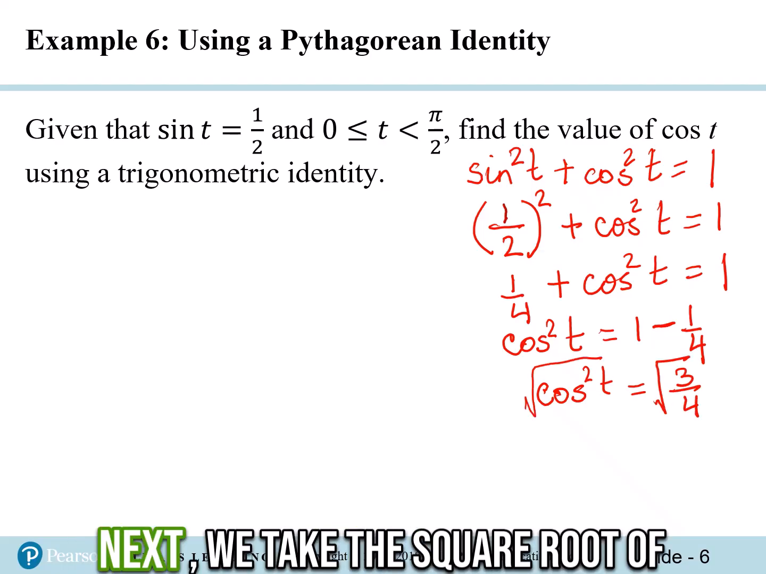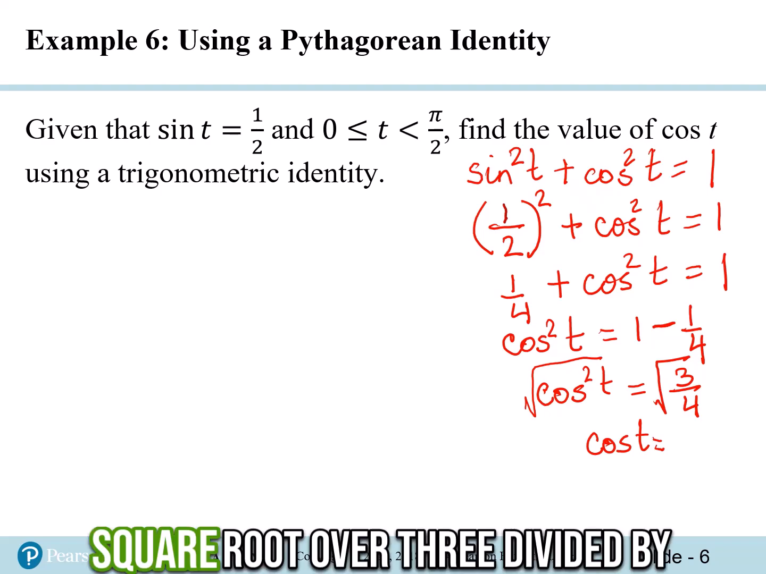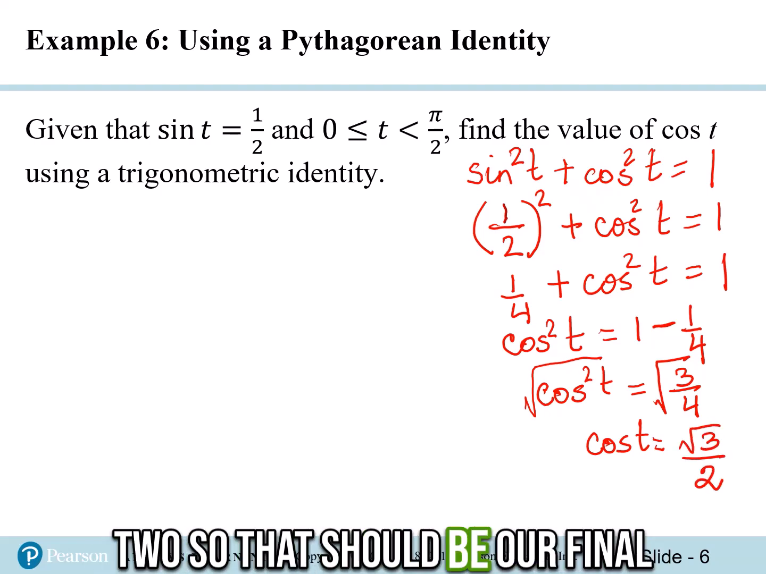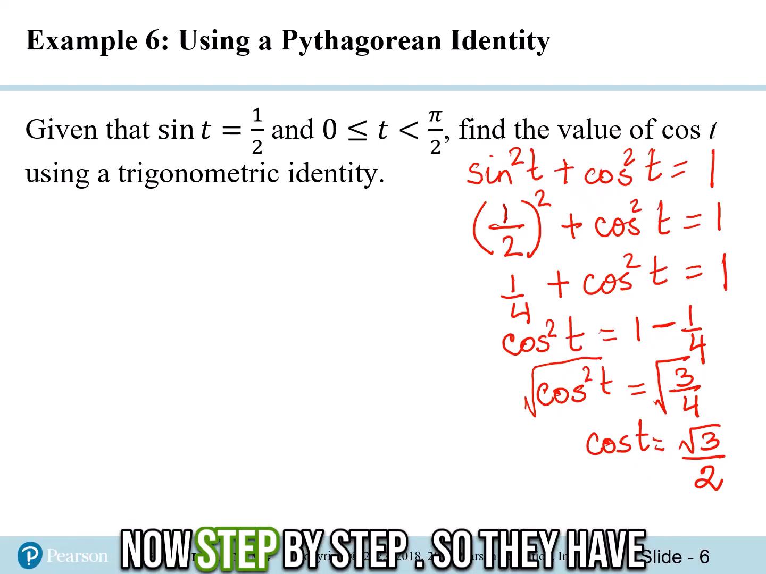And now we have to do the subtraction, so we have cos squared t equals 1 minus 1/4, which is 3 over 4. Next, we take the square root of both sides, and we have cos of t equals square root of 3 divided by 2. So that should be our final answer. Let's pull up the solutions now, step by step.